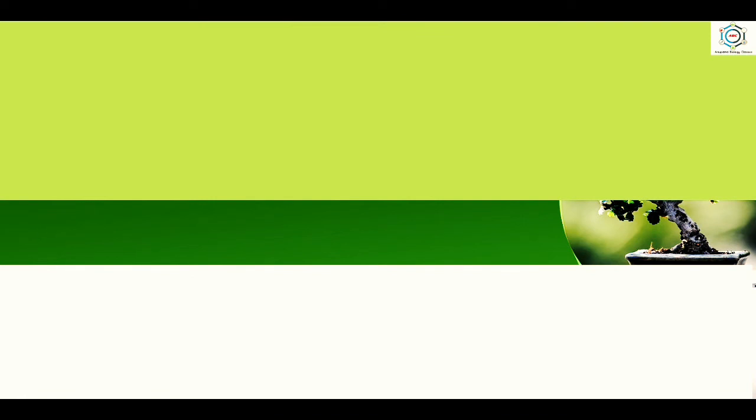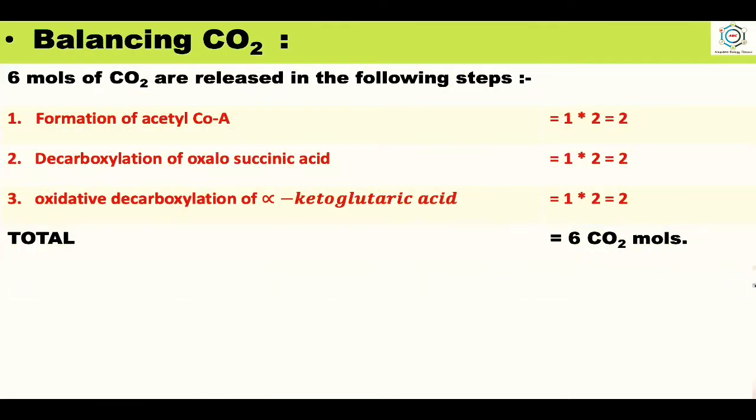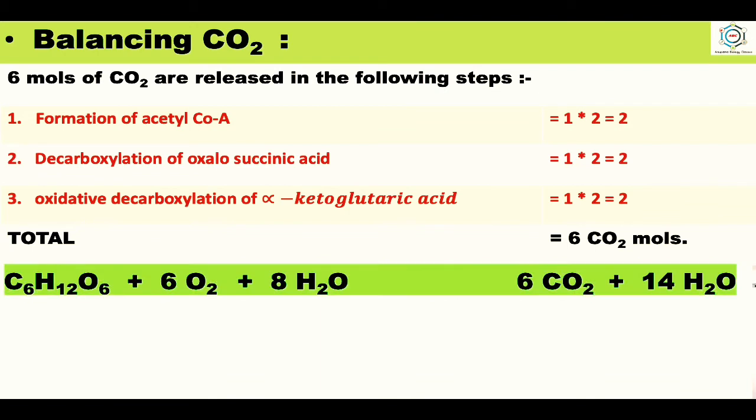Thus, the overall equation for the aerobic respiration of glucose can be modified and rewritten as follows. This is all about the balancing of carbon dioxide. That means 6 molecules of carbon dioxide are released in these steps. Now, C6H12O6 plus 6O2 plus 8H2O forms 6CO2 plus 14H2O.